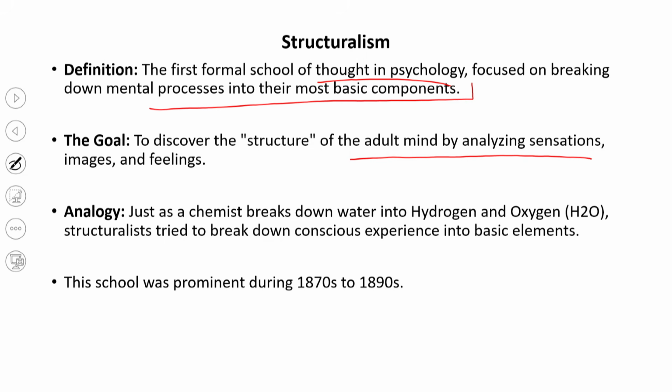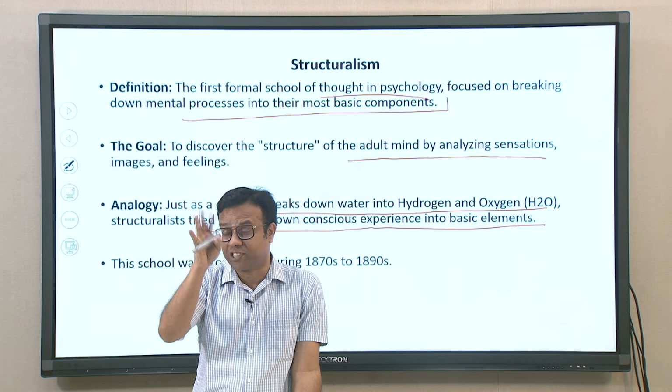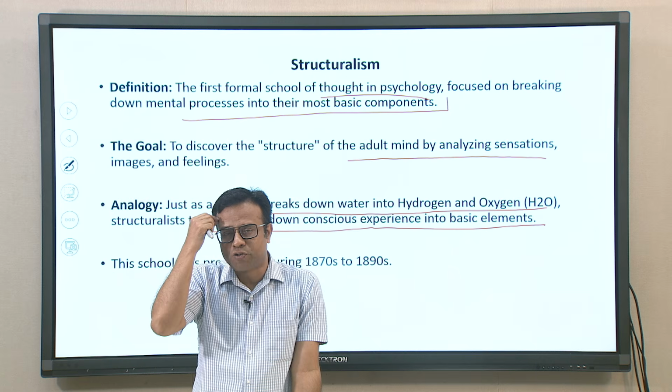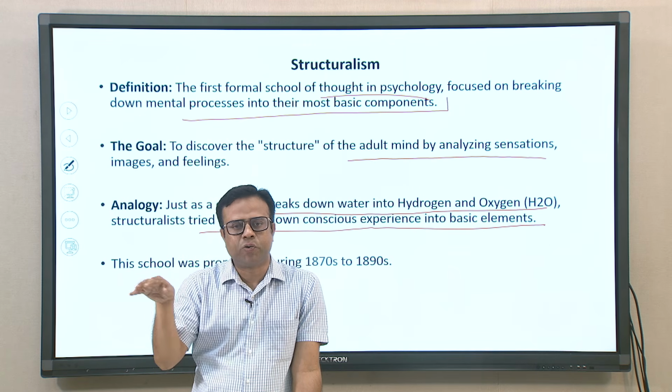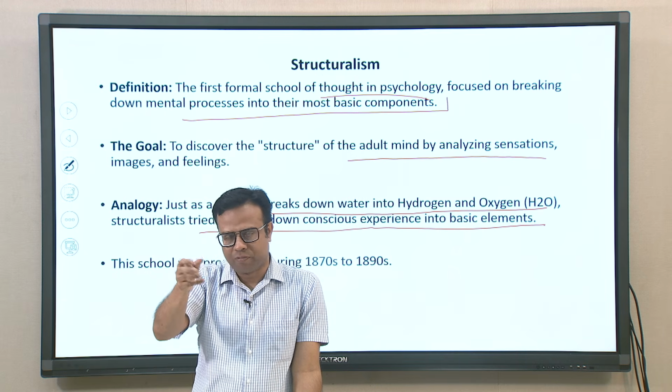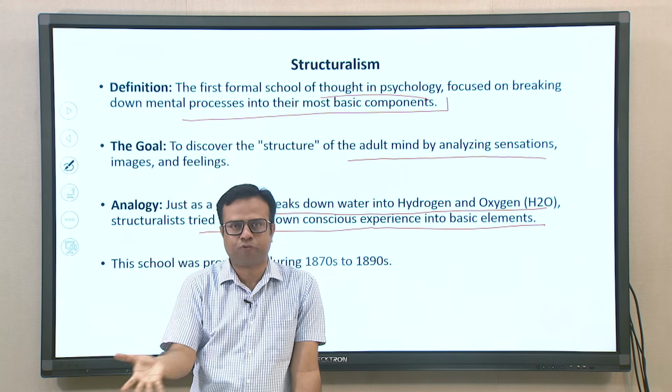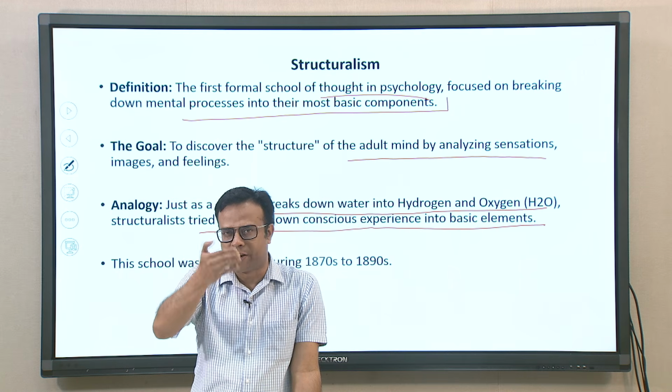The analogy is like this. For example, a chemist breaks down water into hydrogen and oxygen; structuralists tried to break down conscious experience into basic elements. Just like natural scientists in chemistry try to find out the components of, let us say, water, hydrogen and oxygen, similarly structuralists were trying to find out the specific components of the human mind. This school was very prominent in the 1870s to 1890s. Initially, it was prominent for one or two decades. Then obviously, other schools of thought came into existence and its popularity reduced.